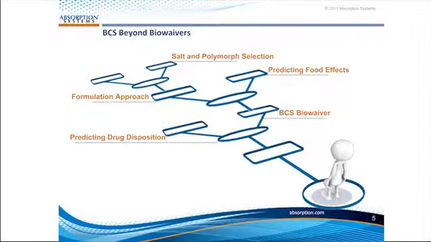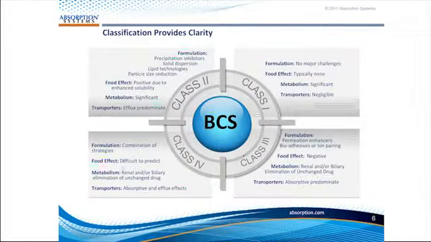Of course, the biowaivers, but there is a possibility of predicting drug disposition in relation to both metabolism and transporters. The possibility of predicting food effects to set up a guide for your salt and polymorph selection, to hone in your formulation strategy. And in this slide, if you look at the top right panel, these are the class 1 drugs, most times your best behaved development compounds. So as you can see in this formulation, if you're going after oral drug delivery, not as many major challenges.